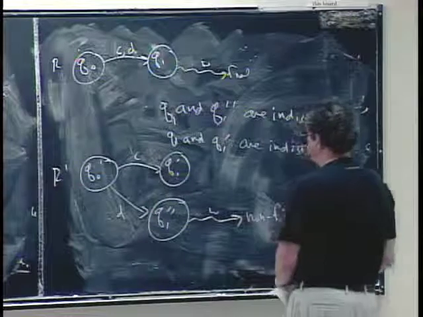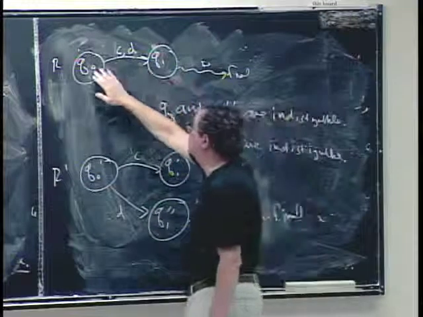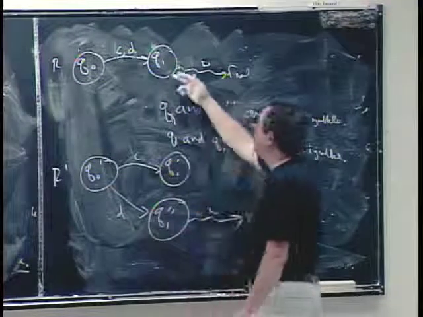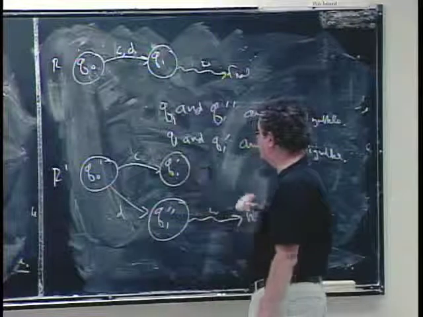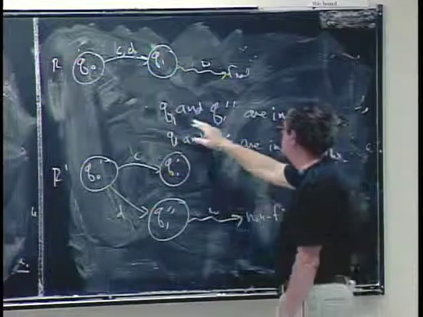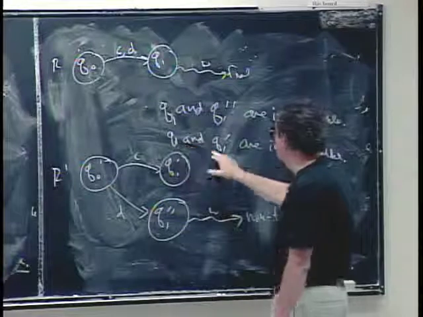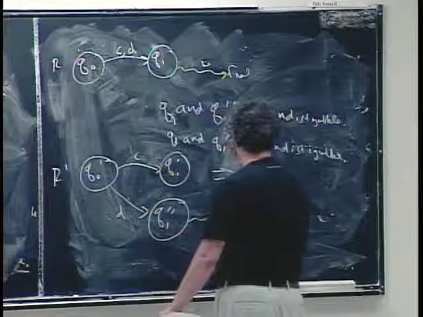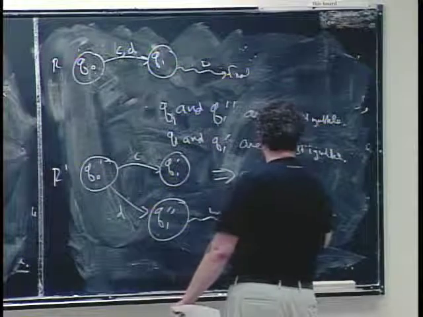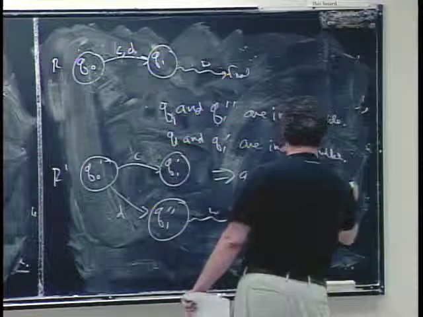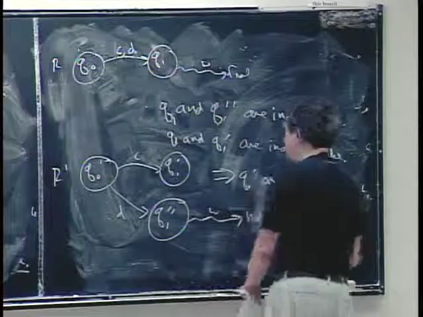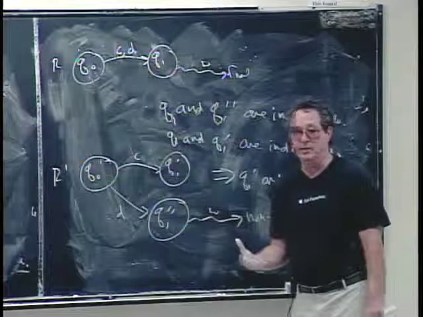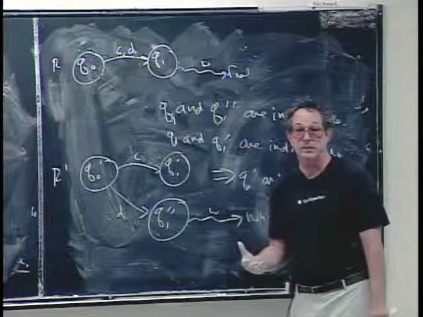Okay? That was the earlier argument, because we go from Q0 on C to Q1 and Q0 prime on C to Q1 prime. That led us to the conclusion that Q1 and Q1 prime are indistinguishable. So Q1 and Q1 prime are indistinguishable. Q1 and Q1 double prime are indistinguishable. So we get the conclusion that Q1 prime and Q1 double prime are indistinguishable. But R prime was supposed to be reduced.